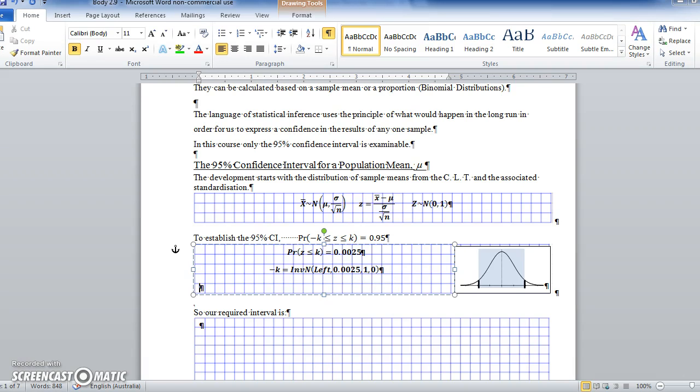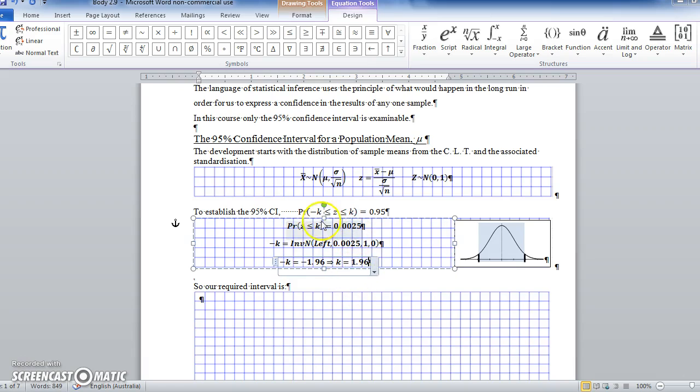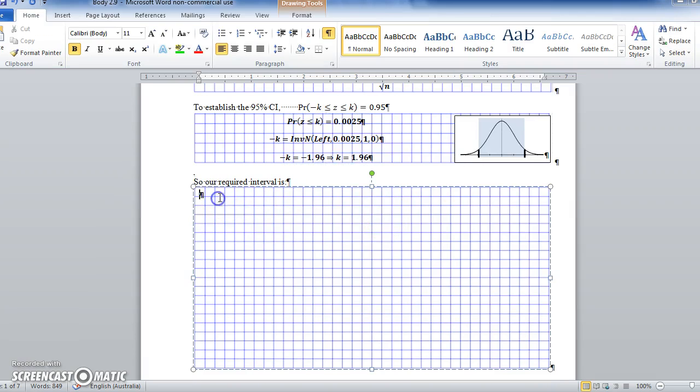So that tells us that negative k is going to be equal to negative 1.96, and then that tells us that k is equal to 1.96. Okay, so within our Z distribution, if Z is between negative 1.96 and 1.96, then the area in between those two values is 95%. Okay, so now we want to map that back to the sampling distribution that we were talking about.